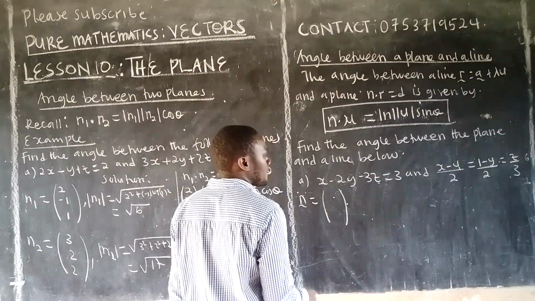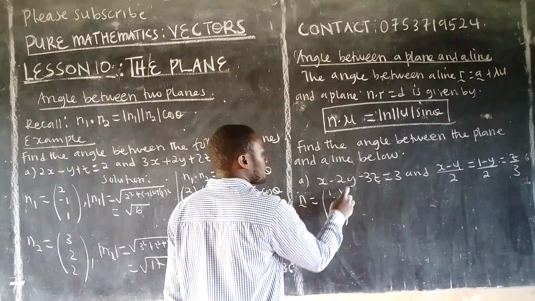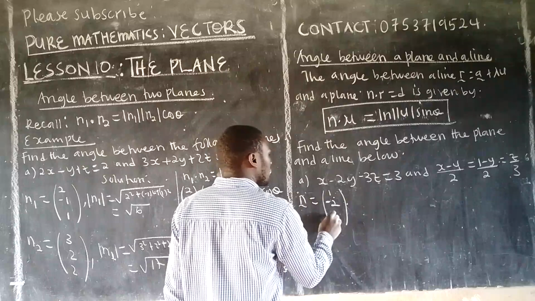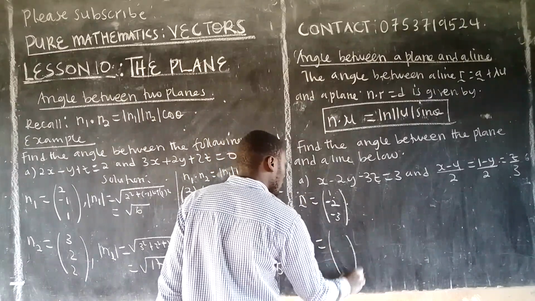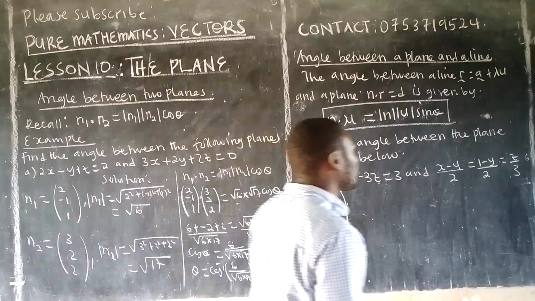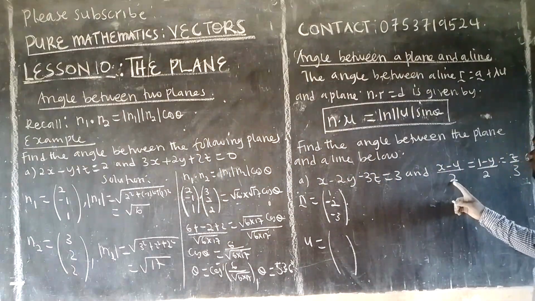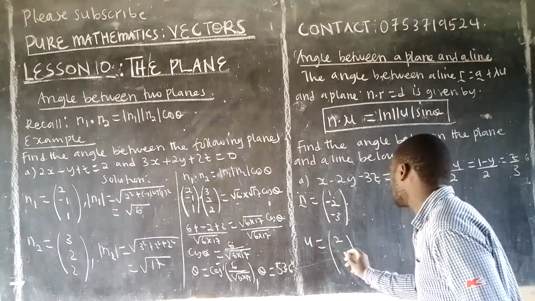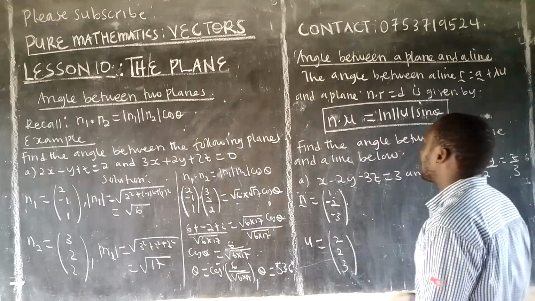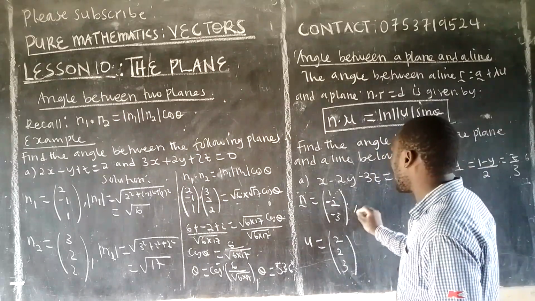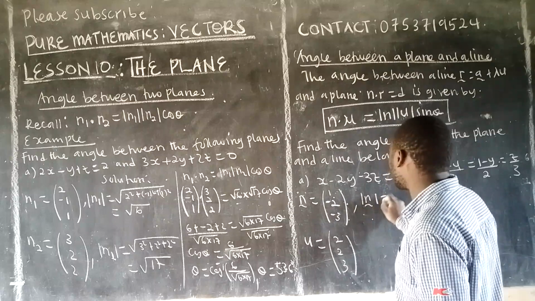Where does the normal vector come from? It comes from here. It is 1, -2, -3. Then we also need u, the parallel vector of the line. Here we pick the denominator as 2, 2, and 3. But then I must get the magnitudes from here. So, the magnitude of this.